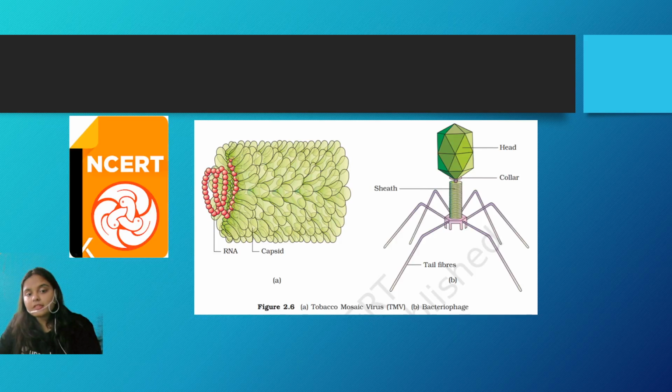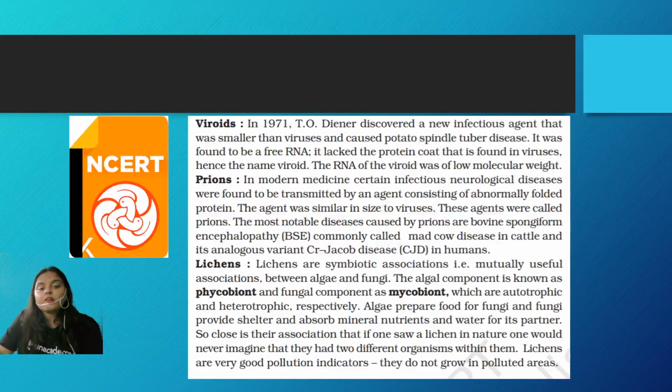Okay, so this is the image. See, this is the image of tobacco mosaic virus, and this is the image of bacteriophage. We have already seen the same structure, right? Now, talking about the viroids, prions, lichens.